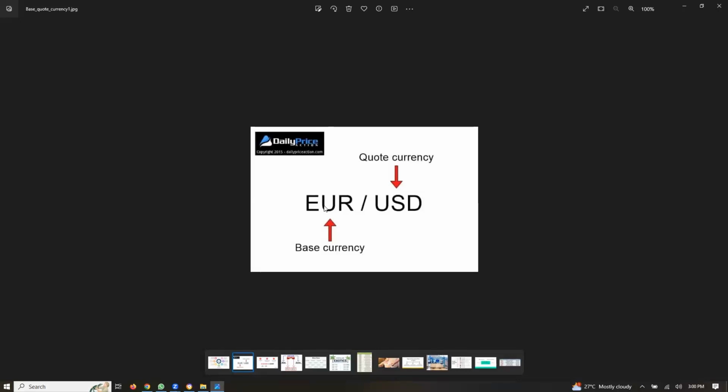The reason they are three-letter words is that they are abbreviations of the country and the symbol for the currency. This is why it's EUR and this is why it's USD. So the euro is the first currency, which is the base currency. Whenever you see a currency code like this, know that the first currency is the base currency and the second currency is the quote currency.